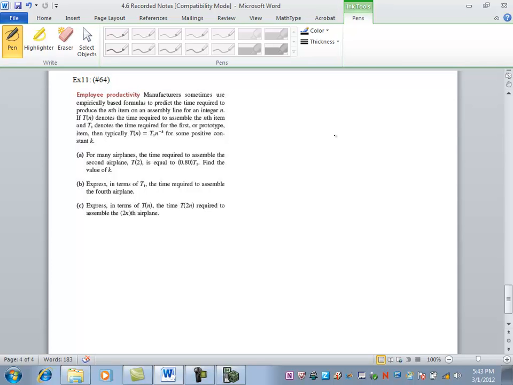Now it says here that for many airplanes the time required to assemble the second airplane, T of 2, is equal to 80% of the time required for that first airplane. And so they want us to find the value of k. Well, now here's what we know, folks. We know that T of 2 by the formula up here is equal to T of 1 times n to the negative k. Now what is k? Well, k is what we're looking for. But we're also told here in part A that the time for the second one is 80% the time for the first one.